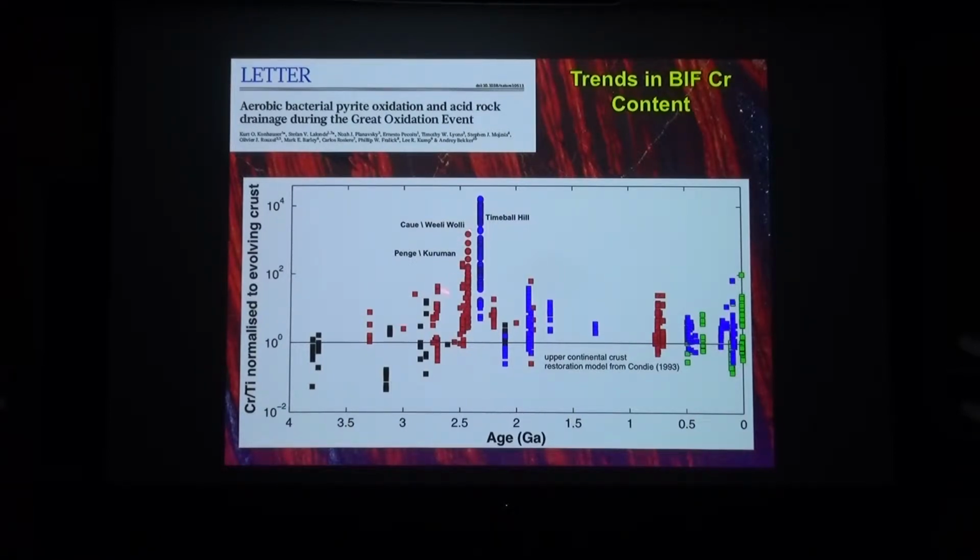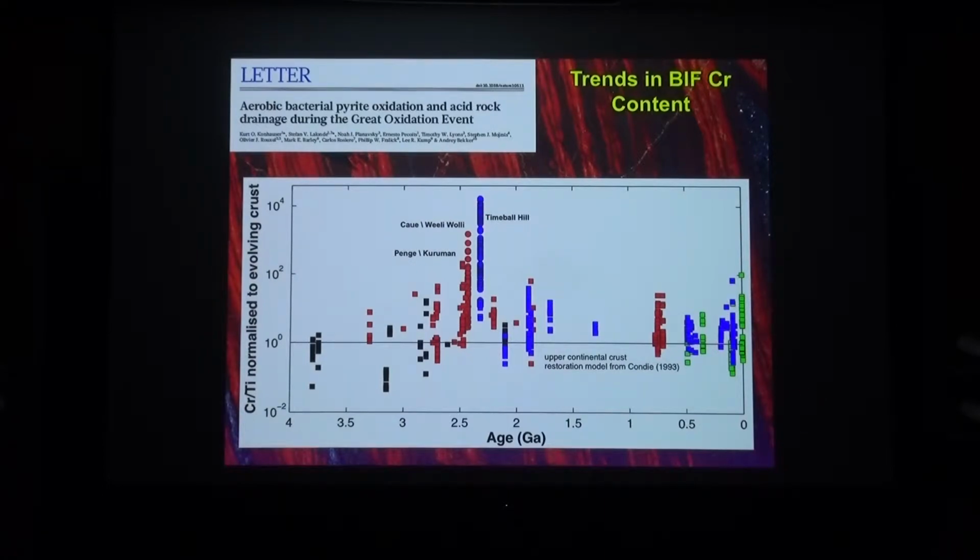But what is significant is when you take a look at these, and these are, sorry, the reds and the blues are superior type BIF. One is classic chemical precipitate, the other one's contaminated with detrital components. That's the difference in color. But nonetheless, by 2.48, in the Penge and the Kuruman in South Africa, we start seeing a significant rise. And by the time we get to 2.3, the Kawi in Brazil, the Willy Wally in Australia, it gets even bigger. And then by 2.32, the Timeball Hill in South Africa, we see a massive peak of chromium, and then it drops.